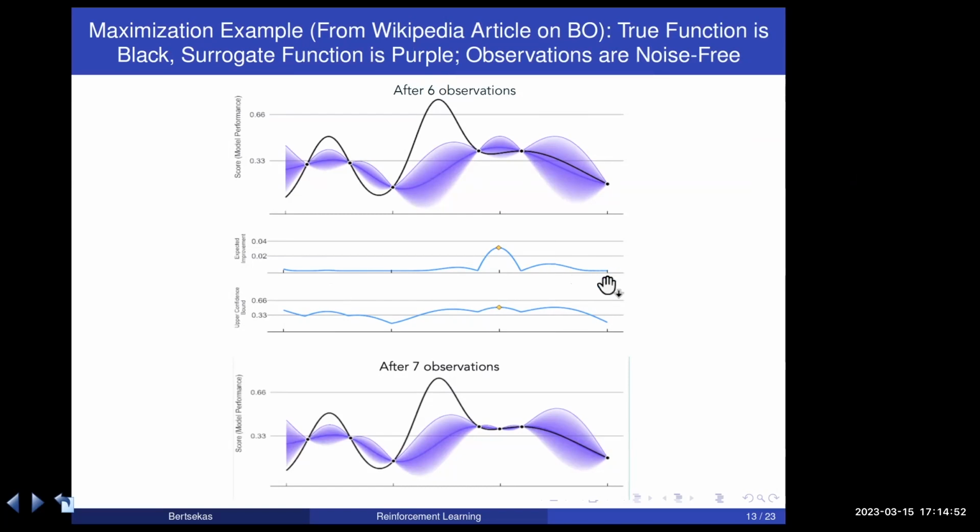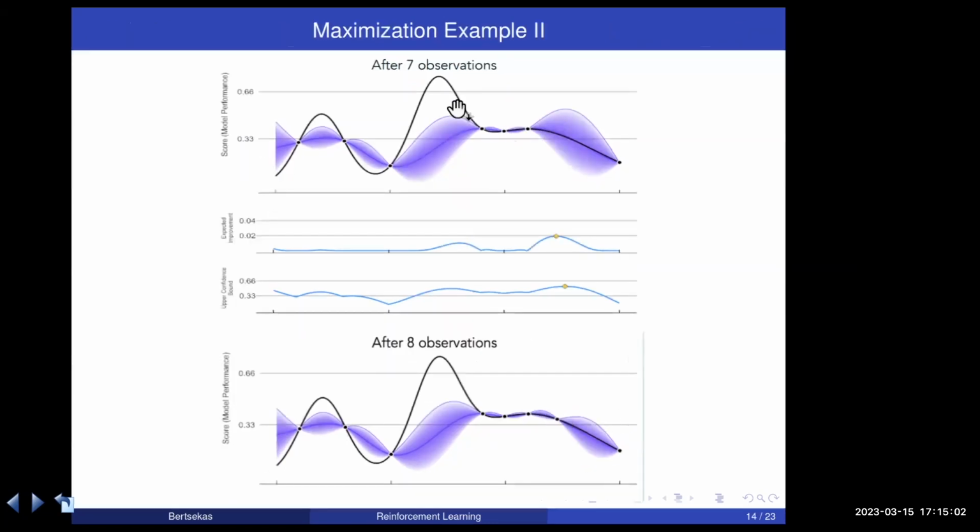Okay, so after 6 observations, we selected this point over here, and we have obtained this posterior. Now we're going to play this game again. Here we are after 7 observations. This is the posterior that we got from the previous iteration. And what we do now is we calculate the acquisition function, for expected improvement and for the acquisition function based on the upper confidence bound.